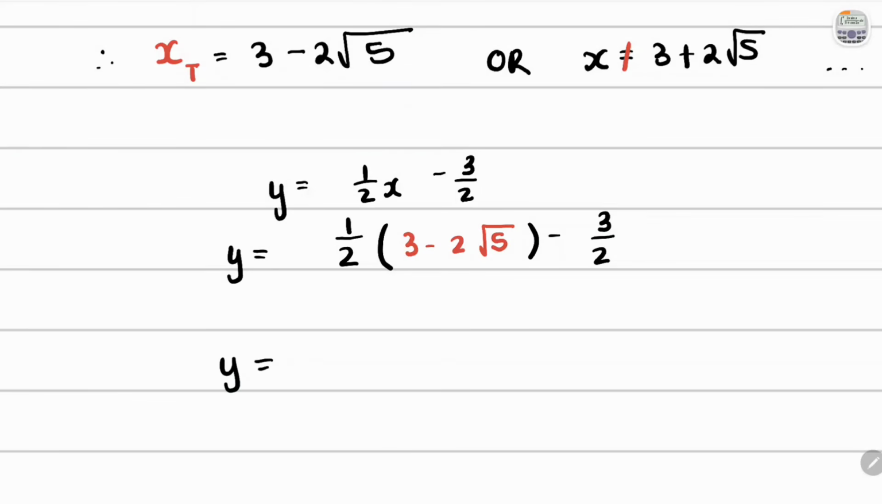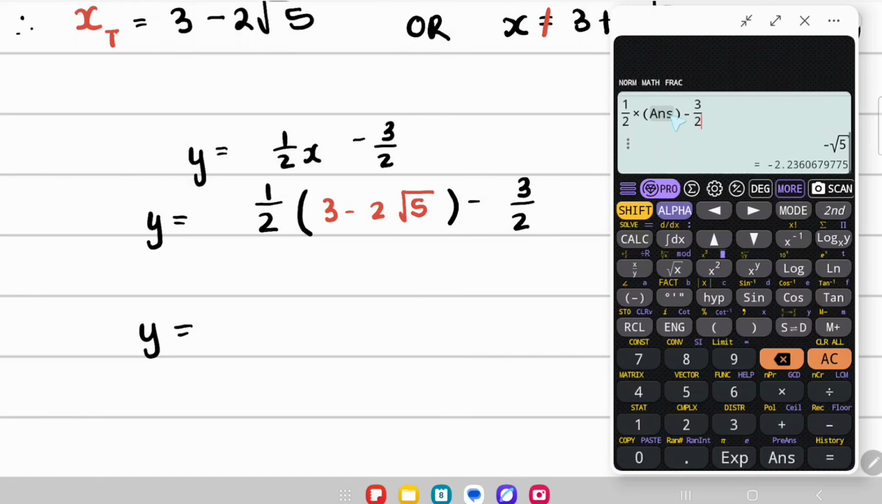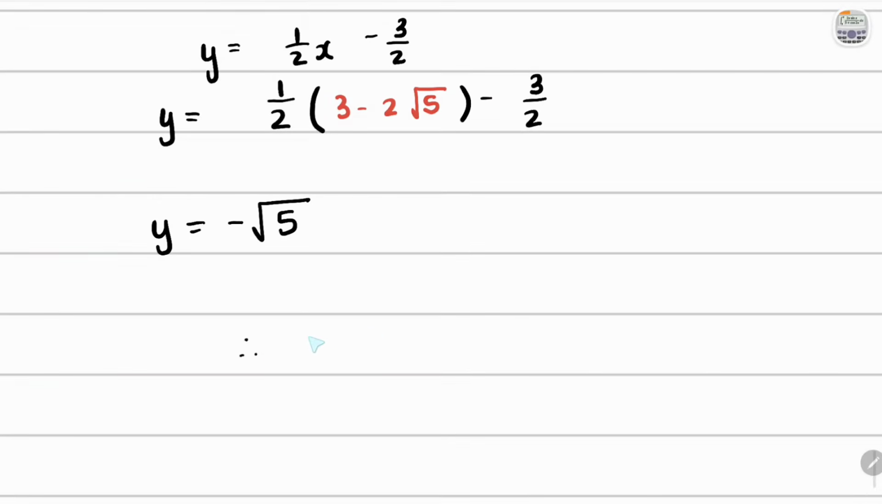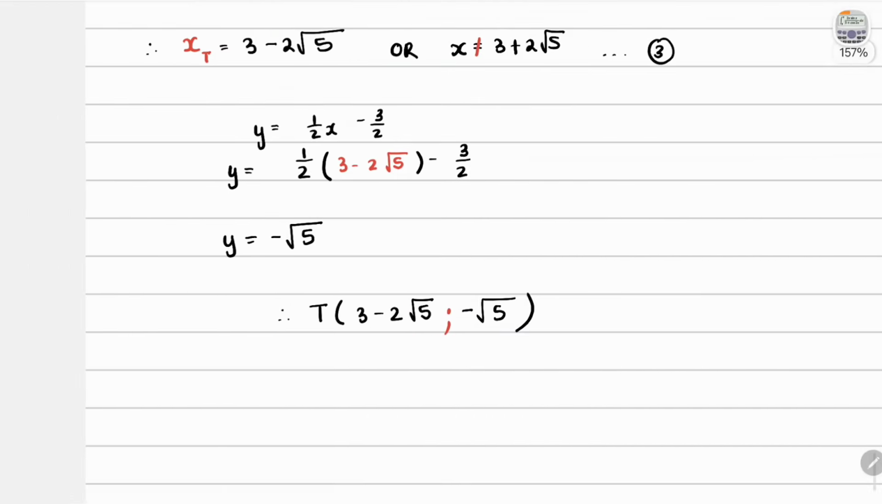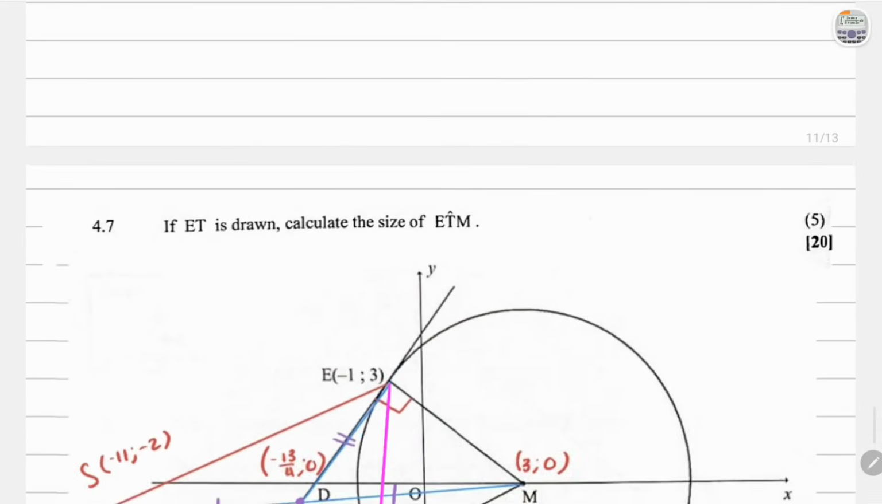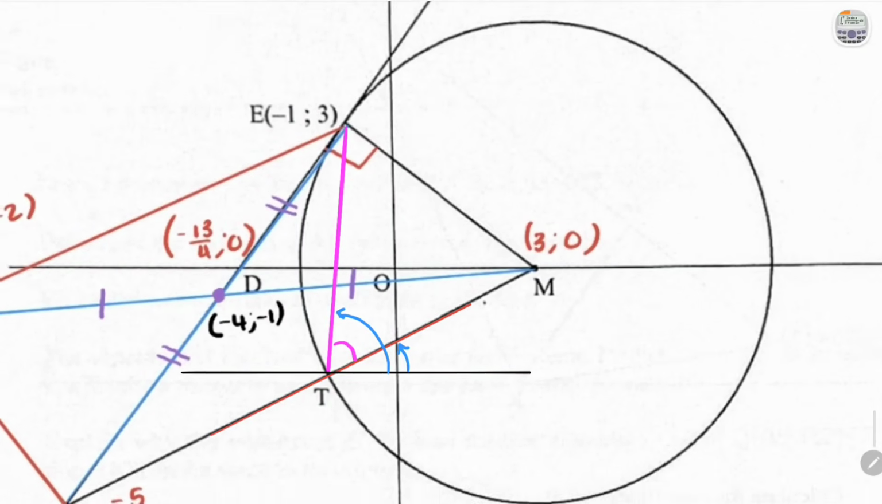Okay, so y is finally equal to, I'll just put this on the calculator to just get the answer quickly. Okay, so I used the ans button because it had that answer recorded, and this is negative square root of 5. Okay, so we know what t is now. T is really just the point with the x value 3 minus 2 square root 5, and then the y value is negative square root 5. Okay, so we know what t is now. And now we can use this to find the gradient of ET. So remember that E is negative 1 and 3, and we know what t is now.